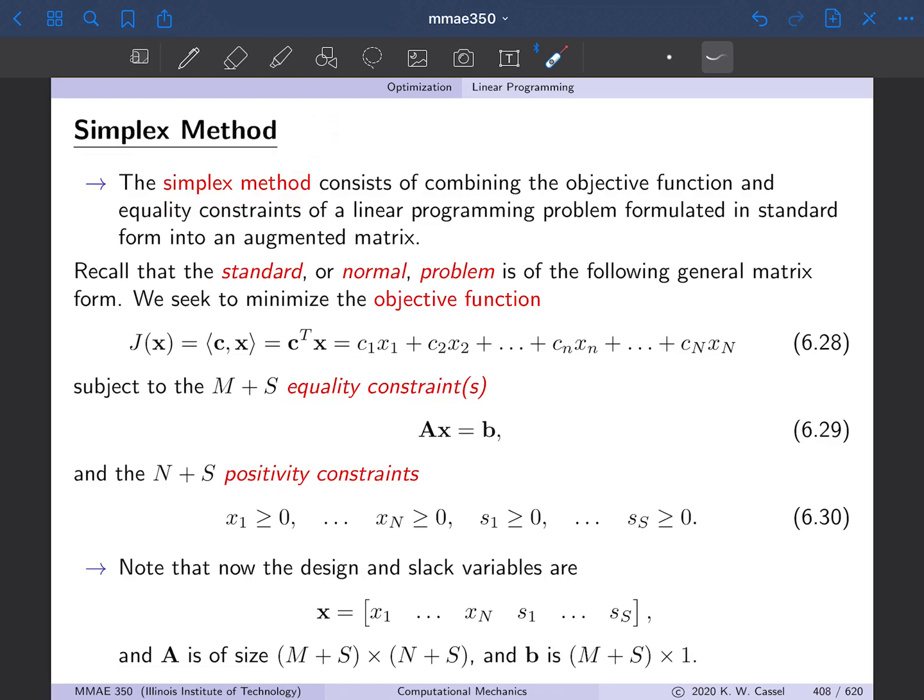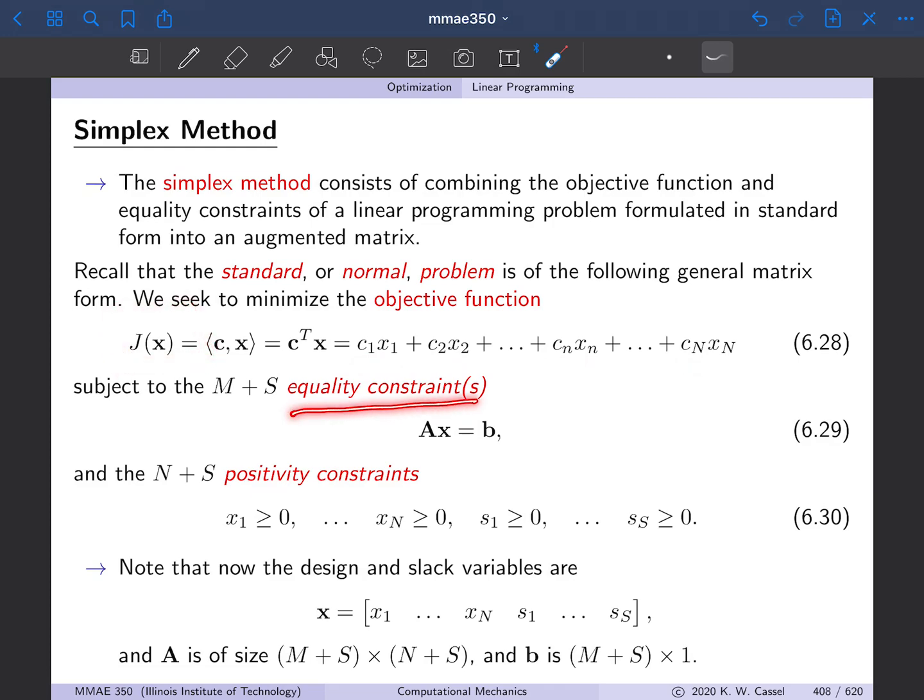And remember from last time we talked about the standard problem. So we have the objective function J, which is the inner product of c with x, which is the same as c transpose times x. x is the vector of design variables, x1 through xn, so there are capital N of those. And then the c vector is the coefficients of the design variables in the objective function.